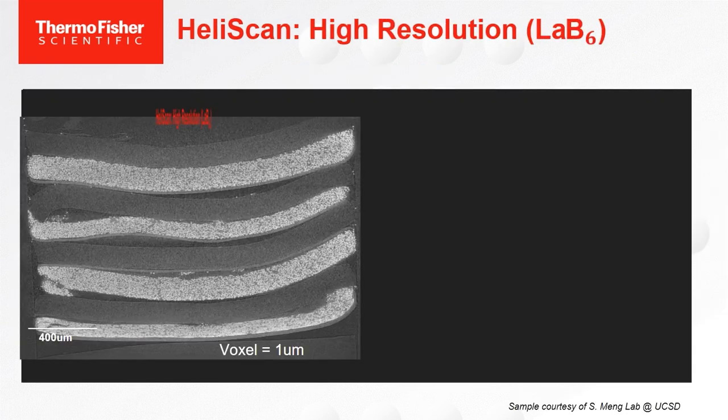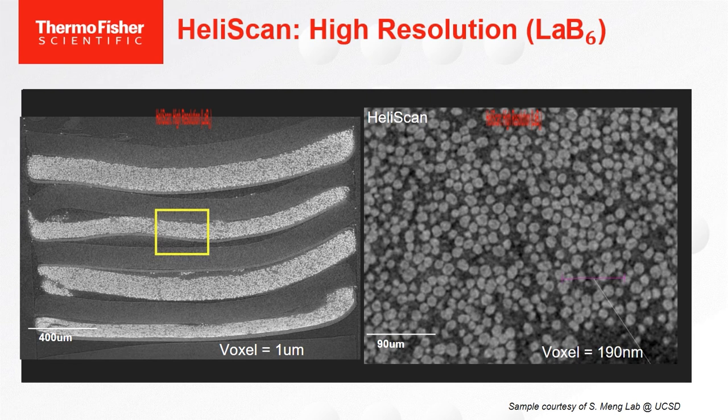So that's pretty high resolution, might be good. But if you needed higher resolution, then we would leverage the LaB6 filament and be able to pick a region of interest and zoom in even further. So now we get the voxels down to 190 nanometers. And now we can really see the information about the particles and about the binder in between, and be able to do some further, more advanced analysis on that sample.